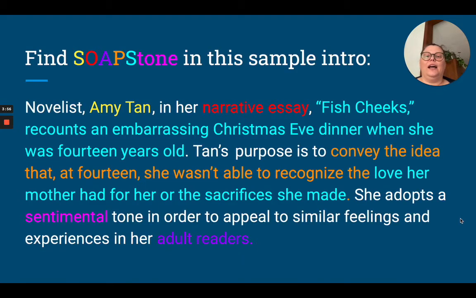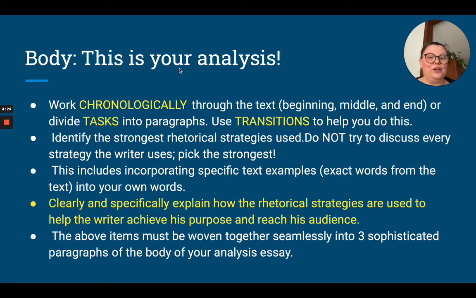And so here's the example. Novelist Amy Tan and her narrative essay, Fish Cheeks, recounts an embarrassing Christmas Eve dinner when she was 14 years old. Tan's purpose is to convey the idea that at 14, she wasn't able to recognize the love her mother had for her or the sacrifices she made. She adopts a sentimental tone in order to appeal to similar feelings and experiences in her adult readers. Now notice the color coding. Every single thing from soapstone is in that intro.